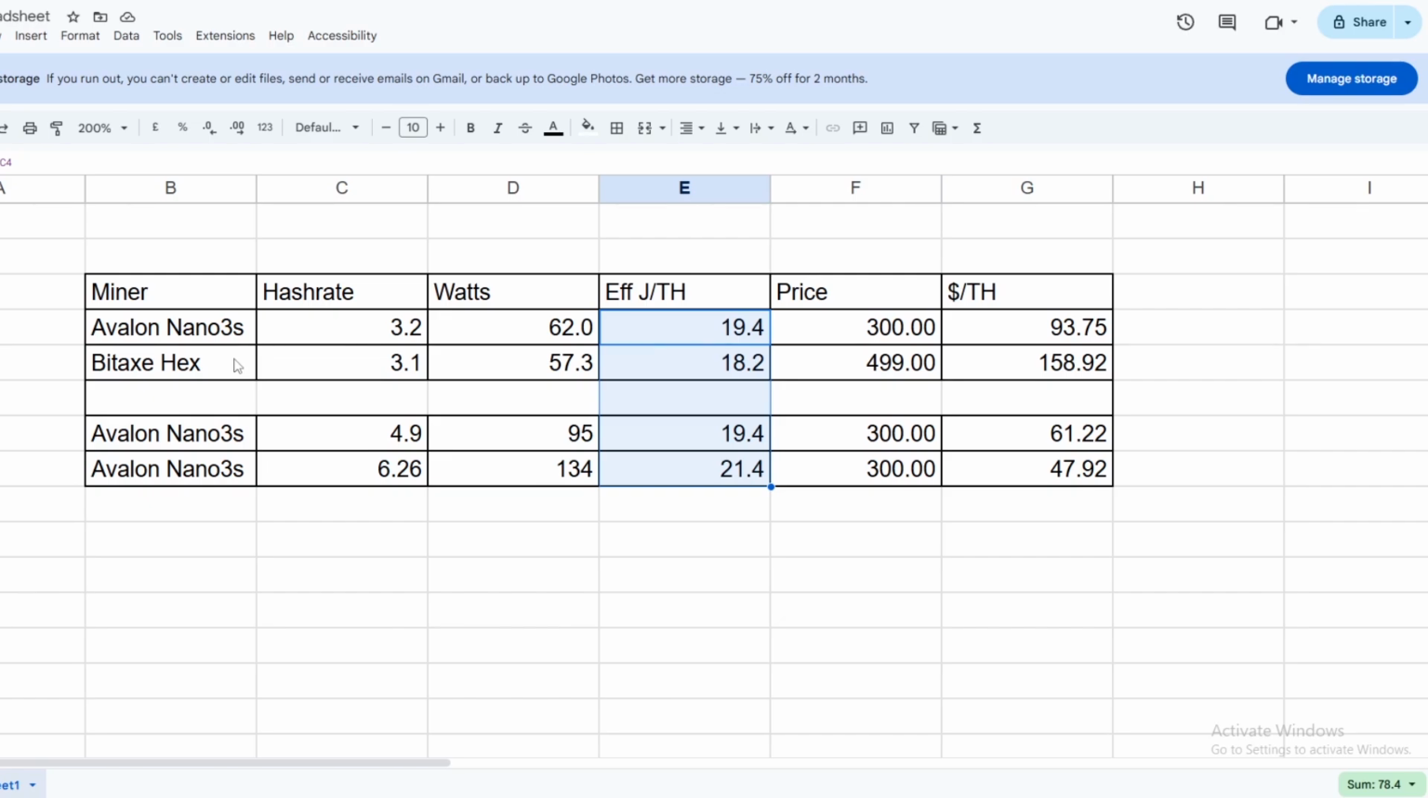Personally, on the channel, we obviously support the open sourceness of miners, so that's why we have a Bitaxe Hex. And the Avalon Nano is kind of just to test it against other miners. And we have a bunch of other open source miners that we have as well.